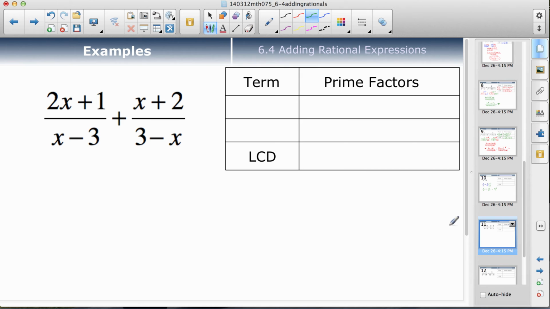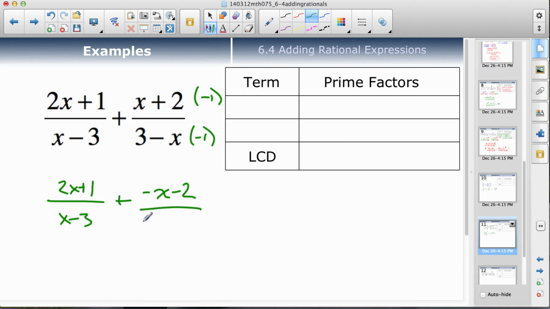Okay. Oh hey, this one's sort of the same. It's just flipped around. Let's try that same thing. Let's try multiply this by -1, multiply this by -1. So I'll get 2x plus 1 over x minus 3 plus, I have to do the distributive property, so it'll be -x minus 2, the signs change, over -3 plus x. Now, if I rewrite these in the proper order, I'll just write the whole thing again.